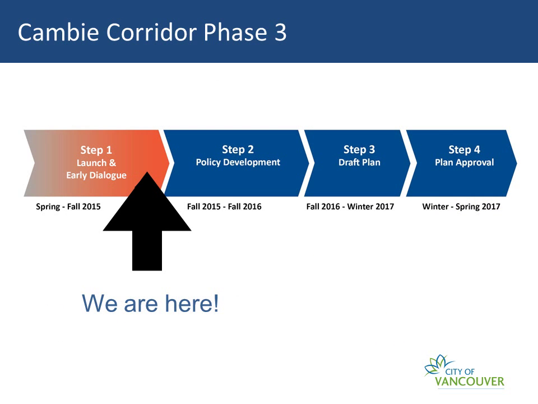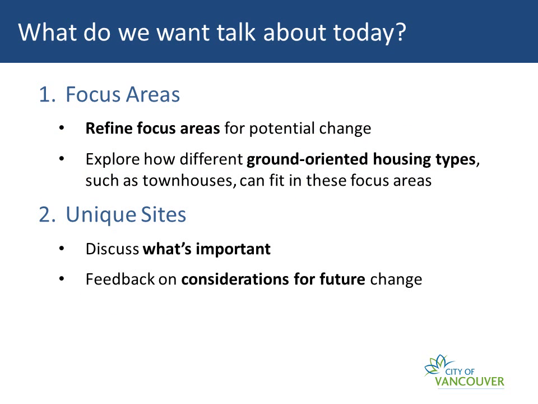The Phase 3 planning process started in spring 2015, and we're now nearing the end of Step 1 of a 4-step process that's expected to take about 2 years. Through the Fall 2015 workshop series, we want to specifically talk about the proposed focus areas for exploring potential change. We'd like to confirm and refine the focus areas with the input from these workshops, and we'd like to explore how different ground-oriented housing types, like townhouses, could fit in these focus areas.